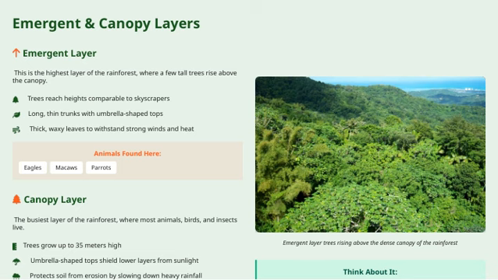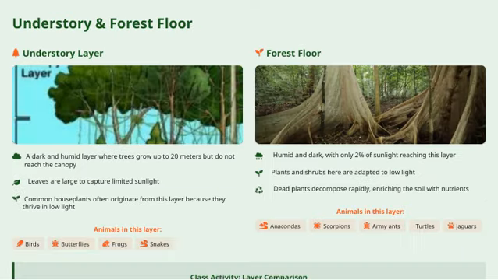Now, think about this. Why do you think most animals in the rainforest prefer to live in the canopy layer? It's mainly because the canopy offers the best resources: food, shelter, and safety from many predators. It's truly the heart of the rainforest ecosystem. Now, let's take a closer look at the understory and forest floor layers of the rainforest.